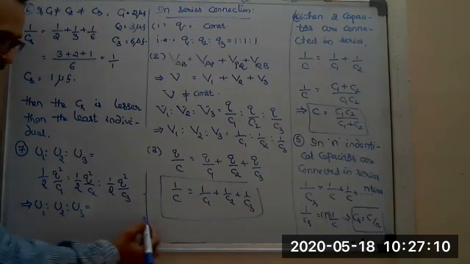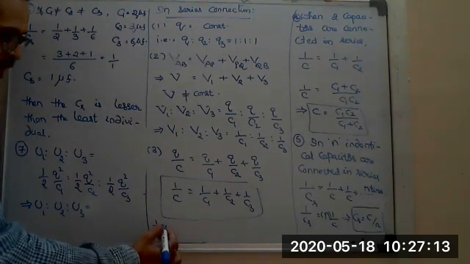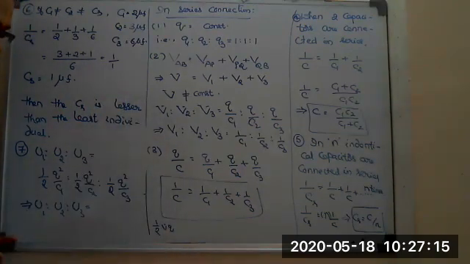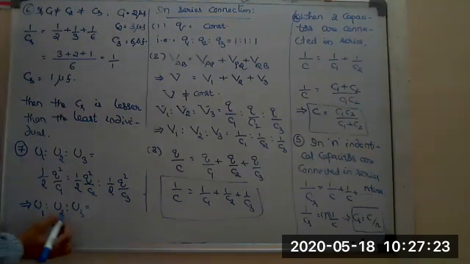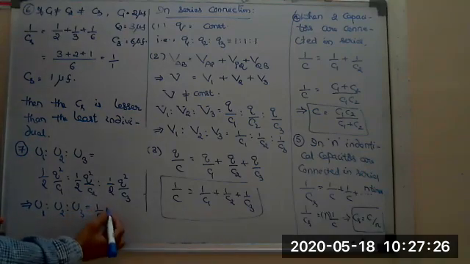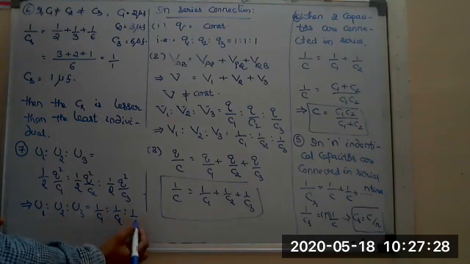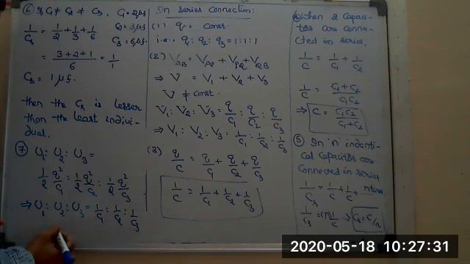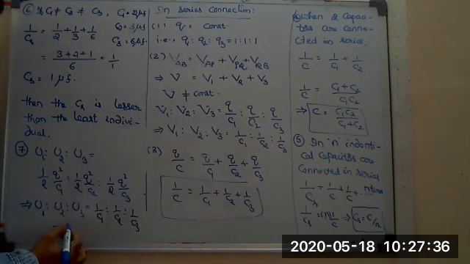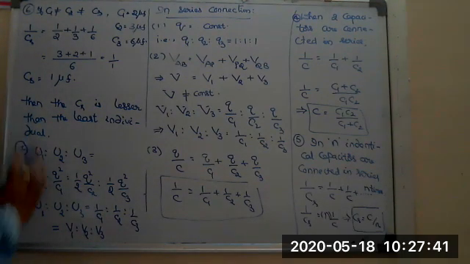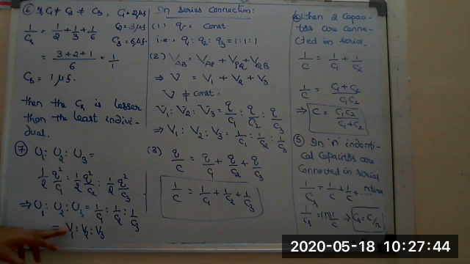You can say, if I use half VQ, the problem is V is not constant here. That's why I did not use this formula. So U1 is to U2 is to U3 equals 1 by C1 is to 1 by C2 is to 1 by C3. This ratio is exactly equal to the ratio of potential differences, V1 is to V2 is to V3.